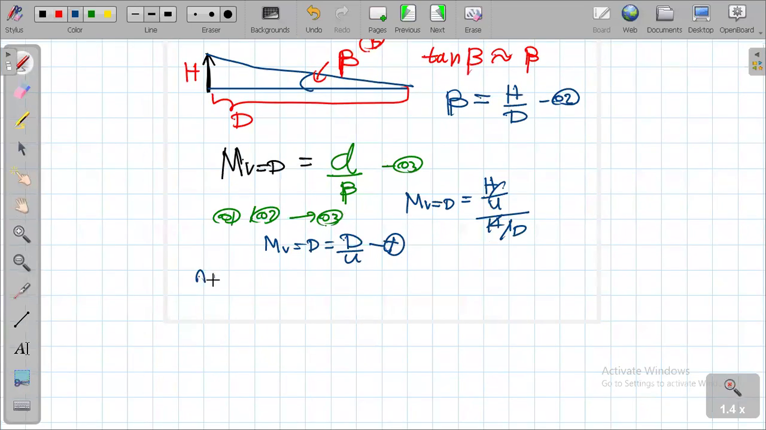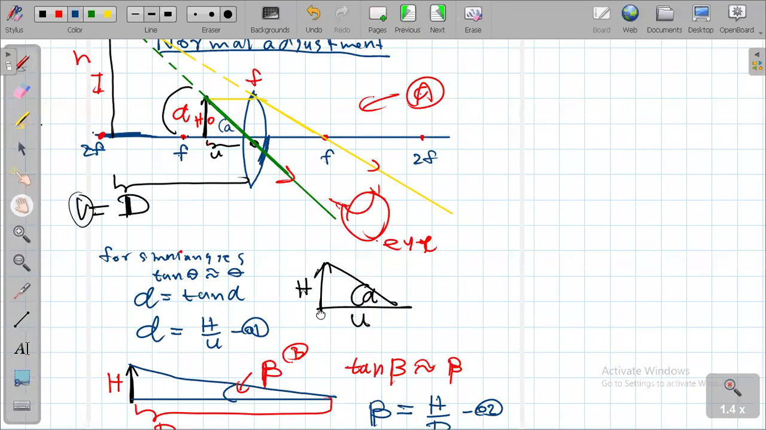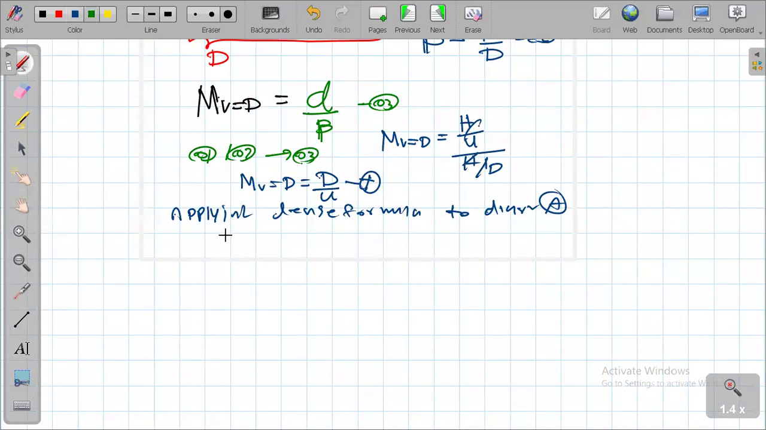Write this in a new line. Applying lens formula to diagram A. In diagram A, have a good look. You have to apply your lens formula, 1 over F equals 1 over V minus 1 over U. So D is the final image, U is just U, F is F. Now apply. 1 over V minus 1 over U equals 1 over F. It is capital D, it is positive. 1 over U, that is also positive. But this one, negative. Why? It's a convex lens.